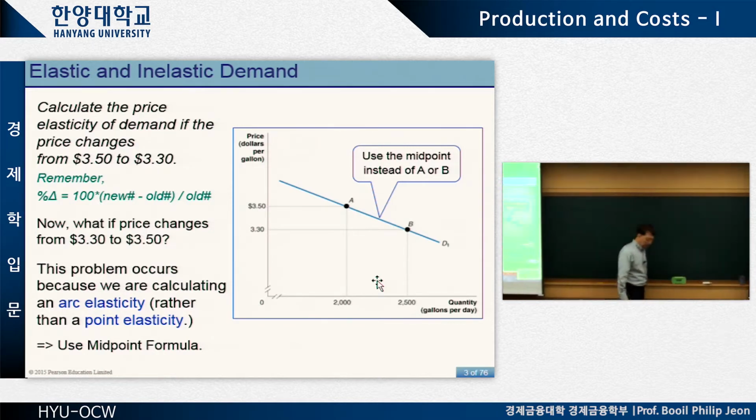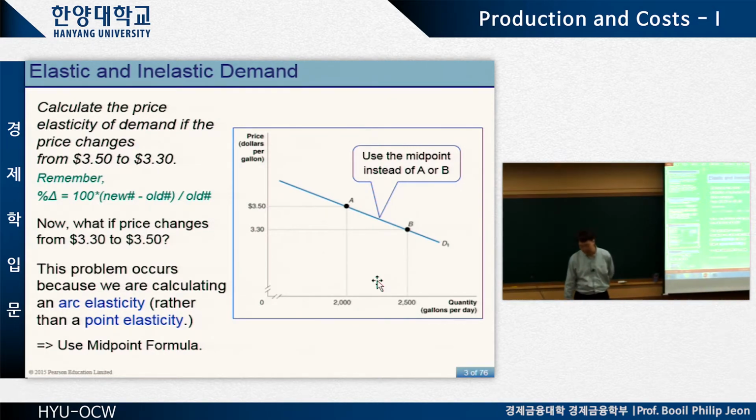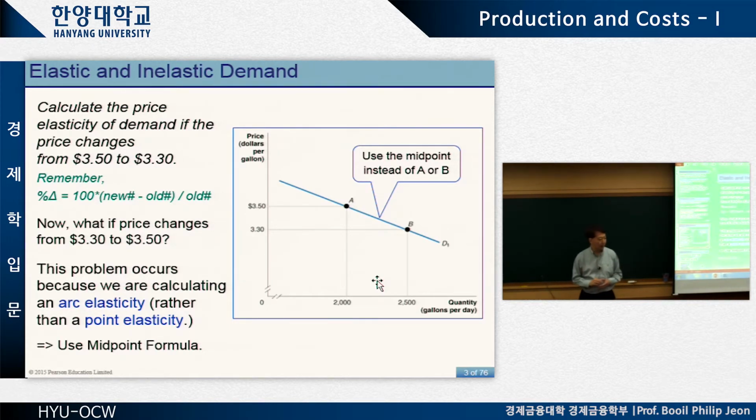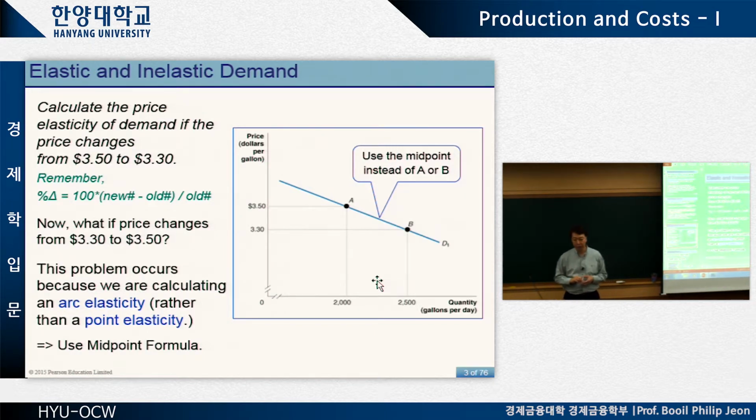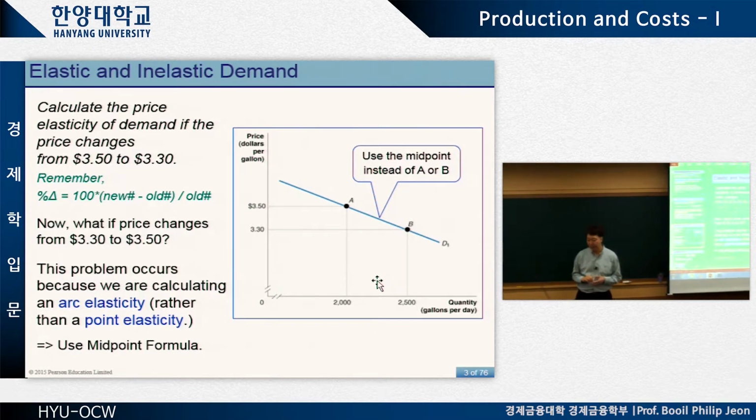So at the end of last class, I suggested that instead of using either A or B as the starting point, we use the midpoint between A and B. Then, whether we lower the price or raise the price, we're going to get exactly the same answer. That's the idea.